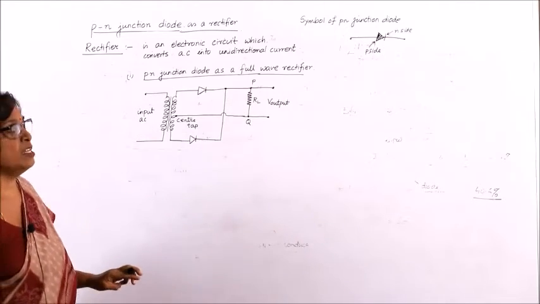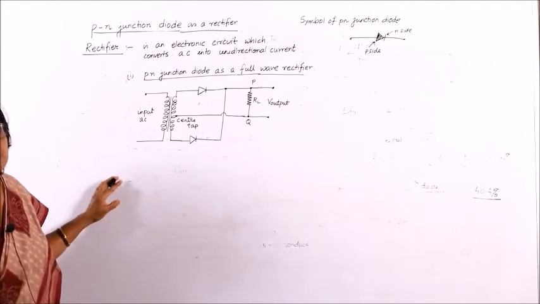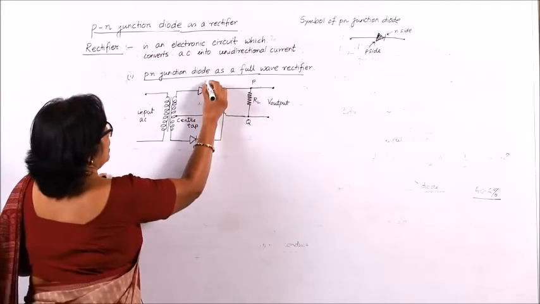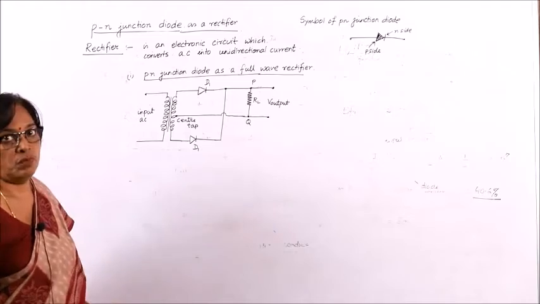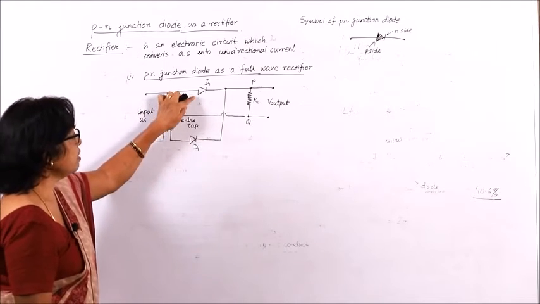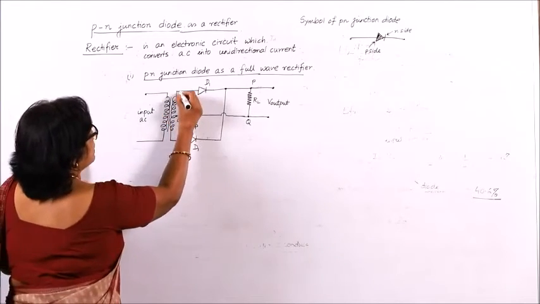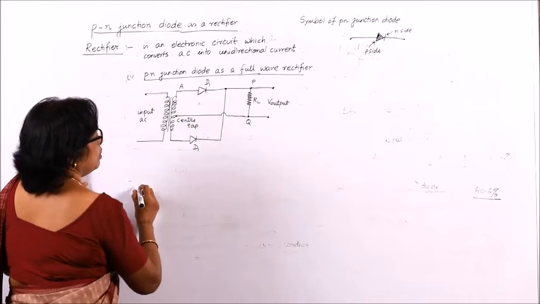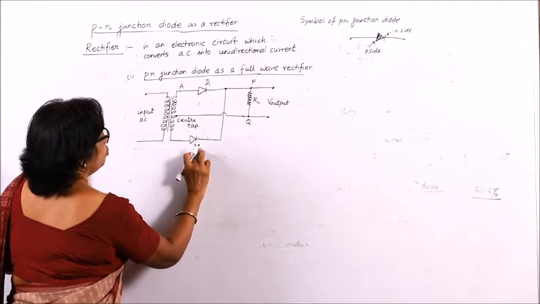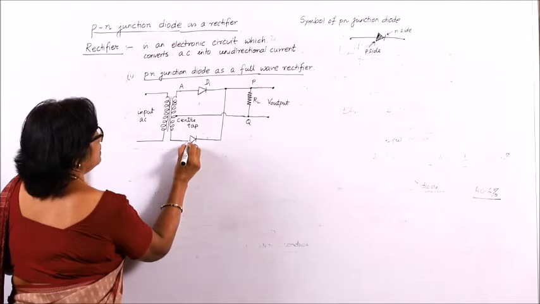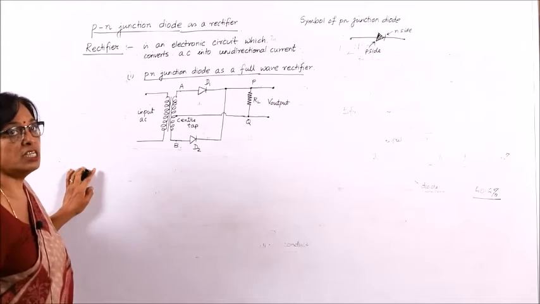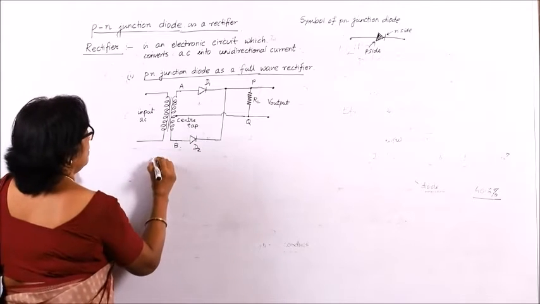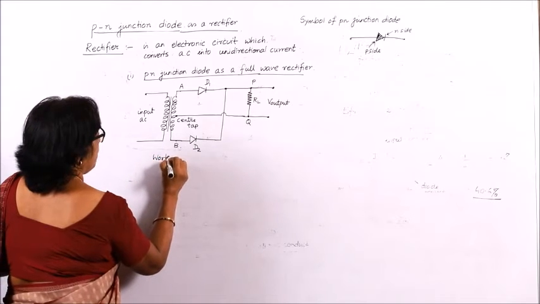So, this is the circuit of a PN junction diode as a full wave rectifier. There are two junction diodes now used, D1 and D2. The P side of D1 is connected to, let us say, the A end of the transformer, and the P side of D2 is connected to the B end of the transformer. So, let us see how this circuit works.